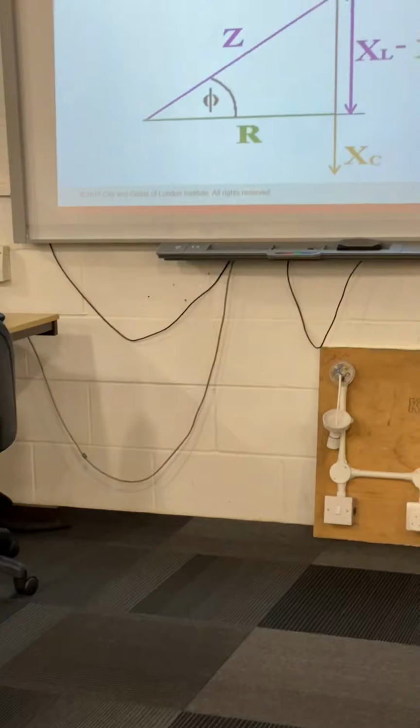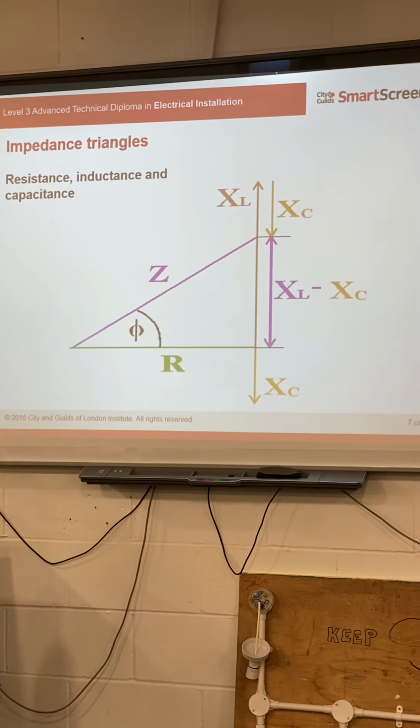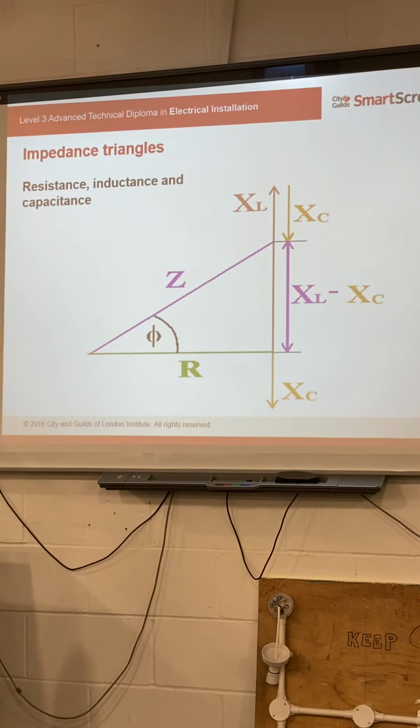So, I've skipped the next two slides because it's what I've already been explaining to you about how it's all laid out already. Okay? The only thing I haven't drawn on mine is the PF, the power factor that sits in the middle.